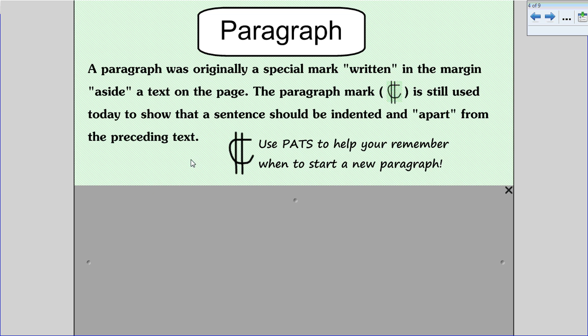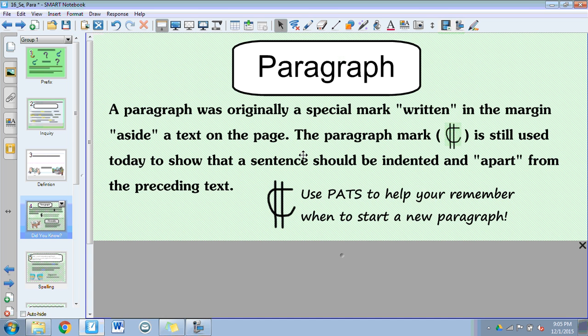We've done a lot of talking in the past few weeks about paragraphs and specifically when to start new paragraphs. We've been using this acronym of PATHS to help us remember to start a new paragraph. The P stands for place, A stands for action, T stands for time, and S stands for speaker. That means that every time that we have a new place, action, time, or speaker, we indent the sentence and we put it apart from the rest of the text.